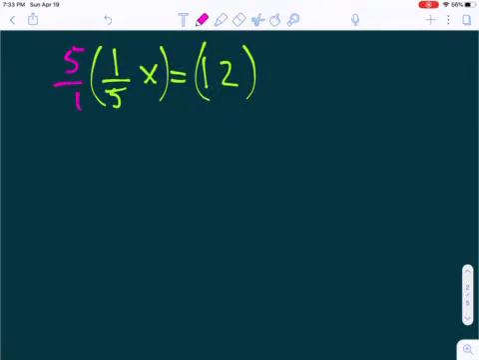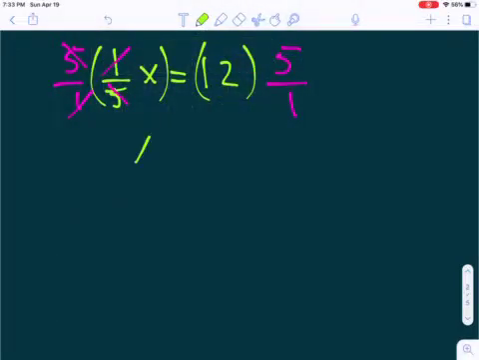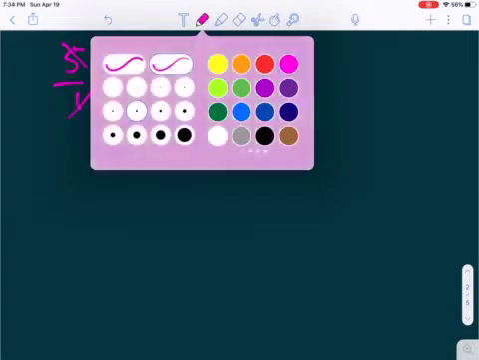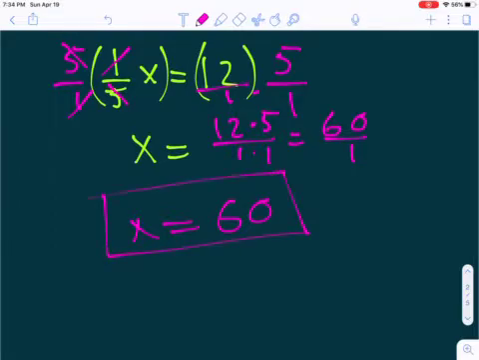And whatever you do to one side in an algebraic equation, you do to the other side because it's a balanced equation. You have to keep things even from one side to the other. So when I do that, my 5's cancel, my 1's cancel, and you're left with x on this side. Then on the right side, we've got 12 times 5 over 1, treating 12 as 12 over 1, which gives you 60 over 1, which gives us x equals 60, because anything over 1 is itself.